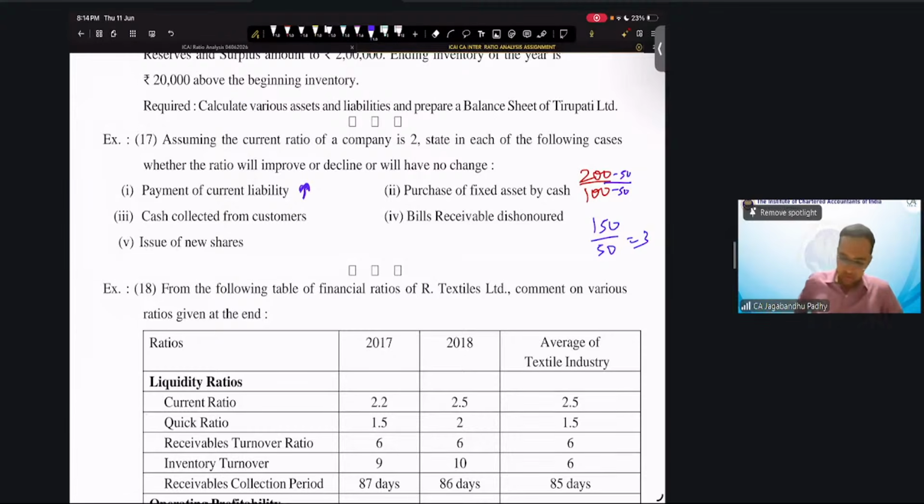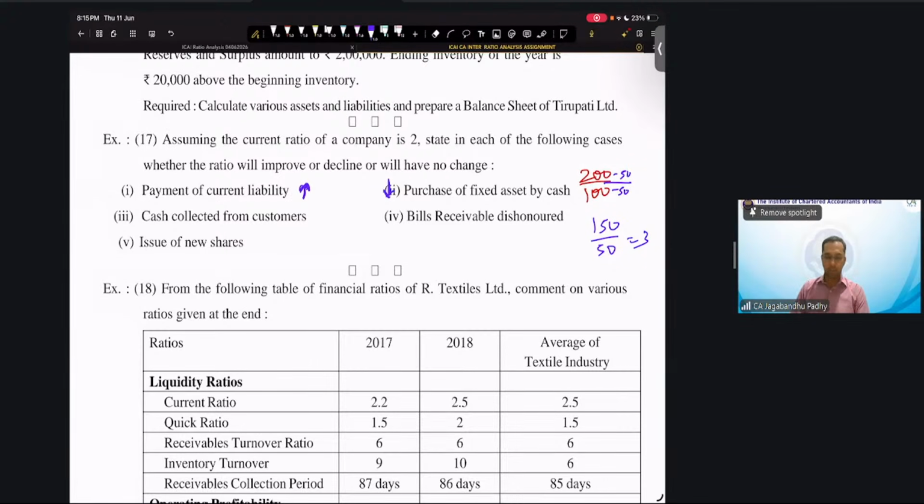Second one, purchase of fixed assets by cash. What do you think in the second case? What's going to happen in that situation? If you purchase your fixed assets by cash, you will be paying out cash. Cash will fall, and fixed asset value will increase. But in case of current ratio, your numerator, current assets, is getting reduced. Your current liability still remains the same. So of course, over here, the current ratio is going to fall.